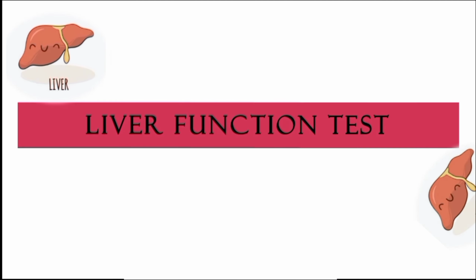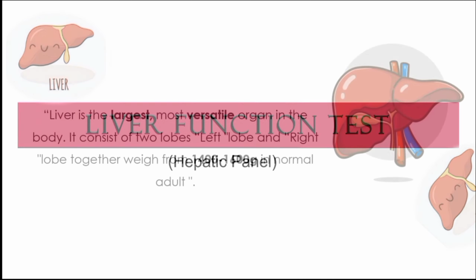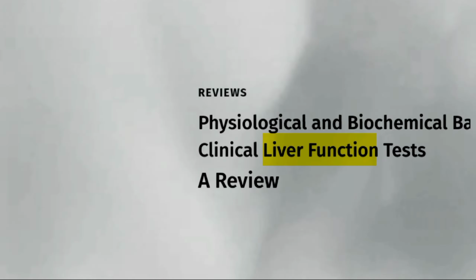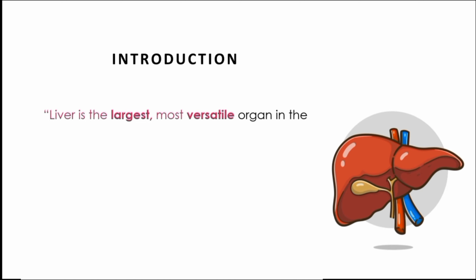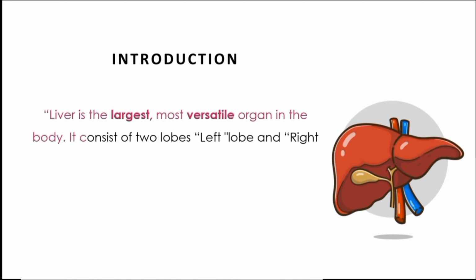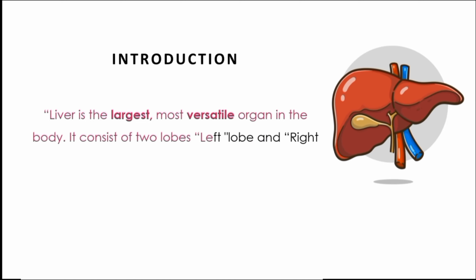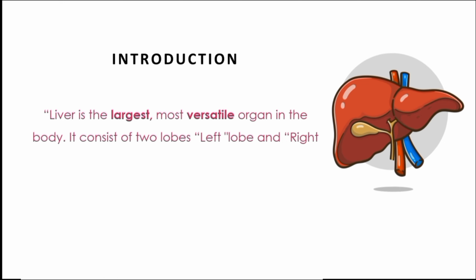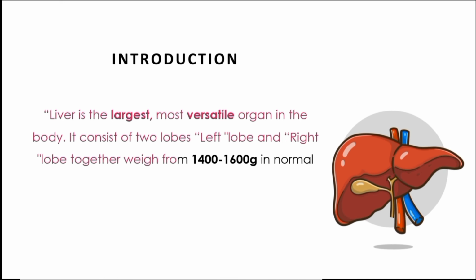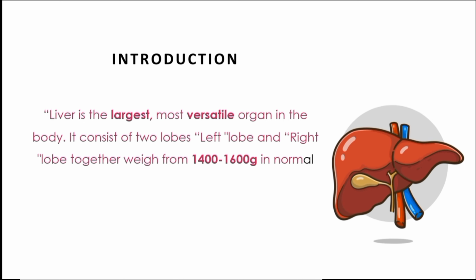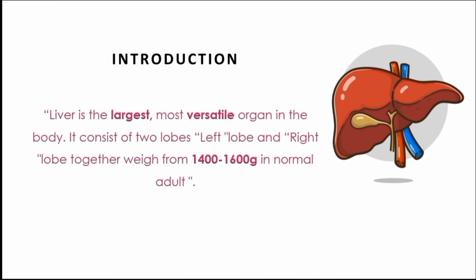Today we will talk about liver function test, also known as hepatic panel. First of all, we will see what the liver is. It is the largest, most versatile organ in the body. It consists of two main lobes, a left lobe and a right lobe, which together weigh from 1400 to 1600 grams in a normal adult.